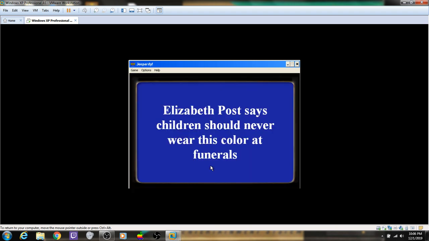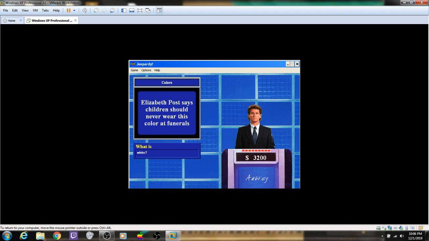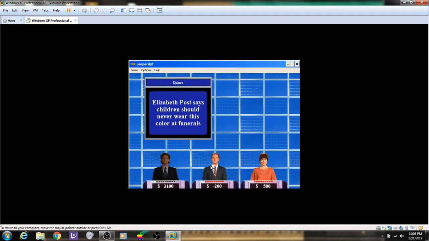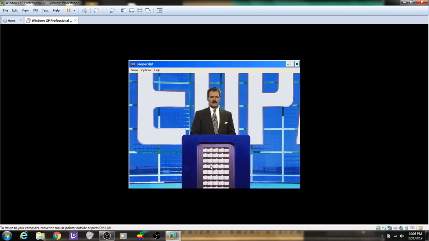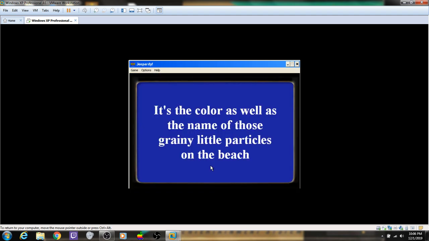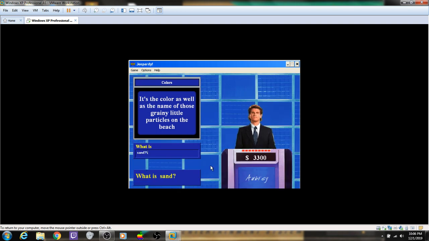Colors 100. Elizabeth Post says children should never wear this color at funerals. What is white? Wrong. No. Should never wear black at funerals. You are correct. Colors 200. Here's the clue. It's the color as well as the name of those grainy little particles on the beach. What is sand? You are correct.